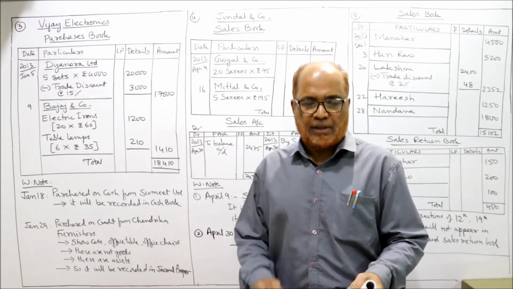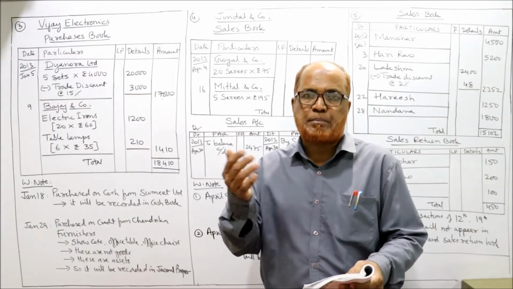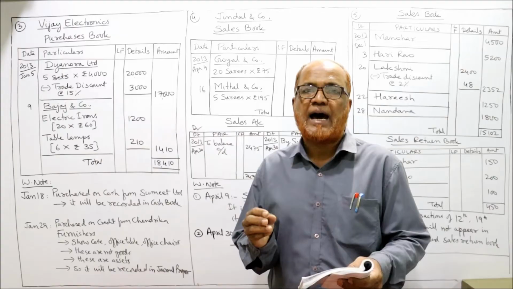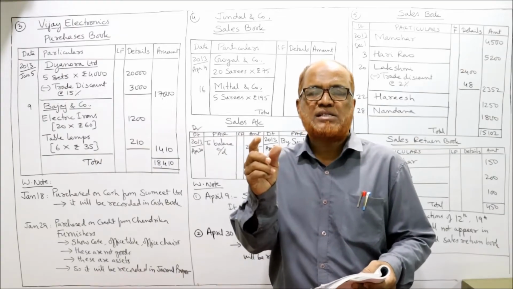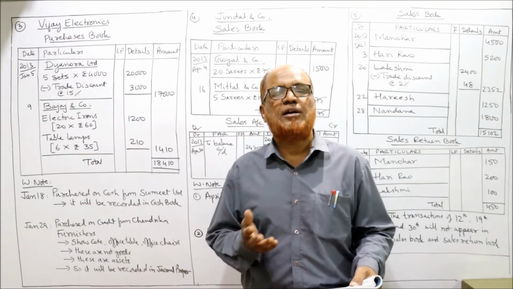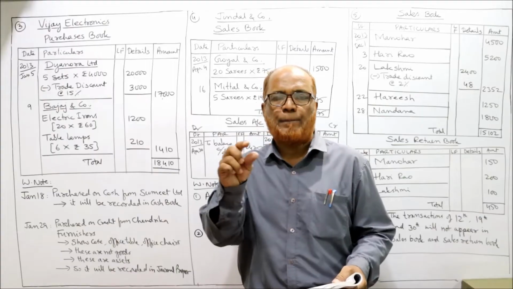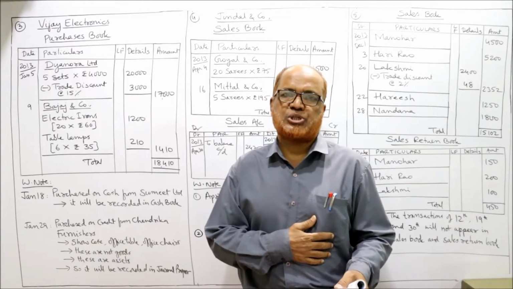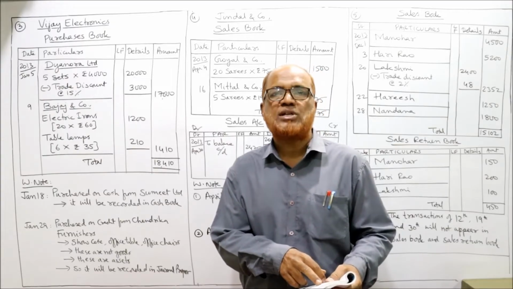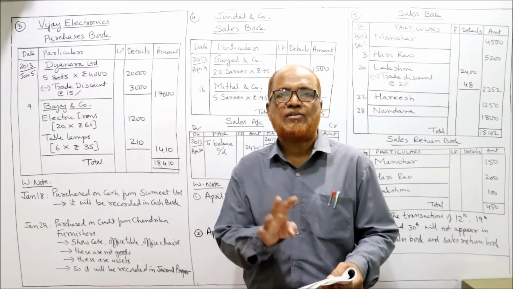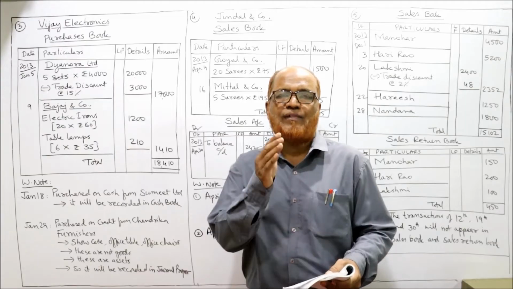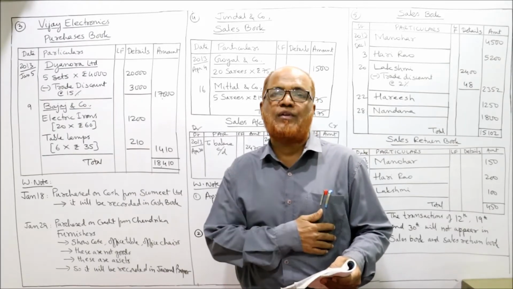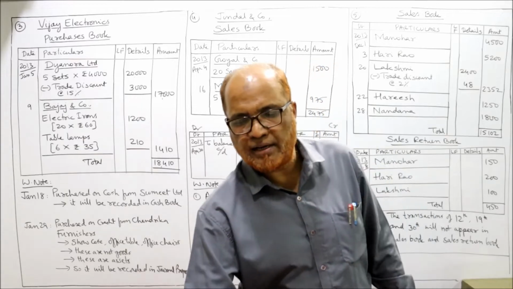It is given that Vijay Electronics has purchased 5 TV sets from Danora Limited. When the name of the supplier is given, it means it's a credit purchase. So how many sets have been purchased? 5 sets. Each set 4,000. So 5 into 4,000, 20,000. Less trade discount 15%.